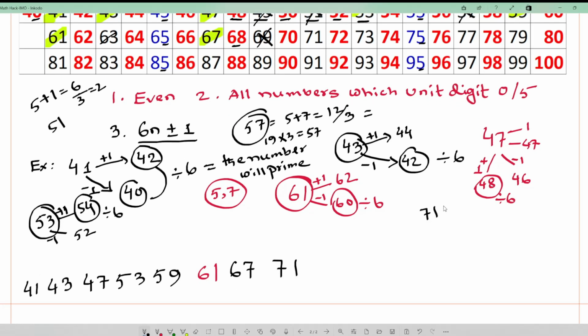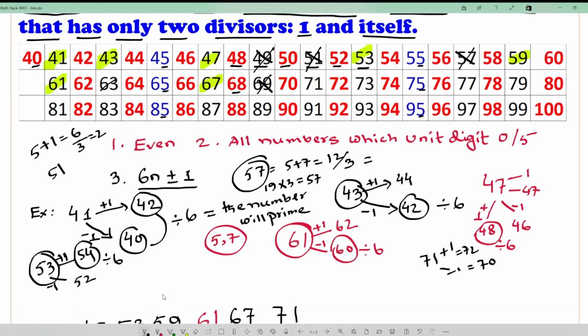Look, 71, if we add 1 it becomes 72, and minus 1 it becomes 70. 72 can be divided by 6. Now so 71 done. 71 is a prime number because 71 plus 1 means 72, and 71 minus 1 becomes 70. So 72 can be divided by 6, therefore 71 is a prime number. So we are following especially 6n plus or minus 1. Now, we can mark this one 71.